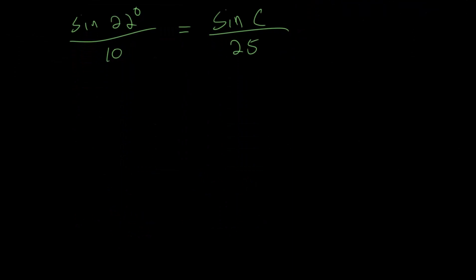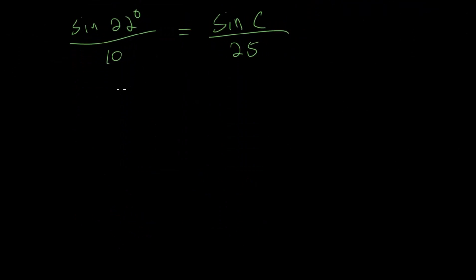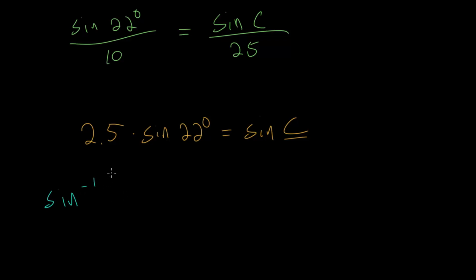So let's make some room. We can multiply each side of the equation by 25, and 25 over 10, we can rewrite that as 2.5. We have 2.5 multiplied by the sine of 22 degrees. This is equal to the sine of C. And to solve for C, we'll take an inverse sine of each side so that we get the inverse sine of 2.5 multiplied by the sine of 22 degrees, and this is equal to this angle C.